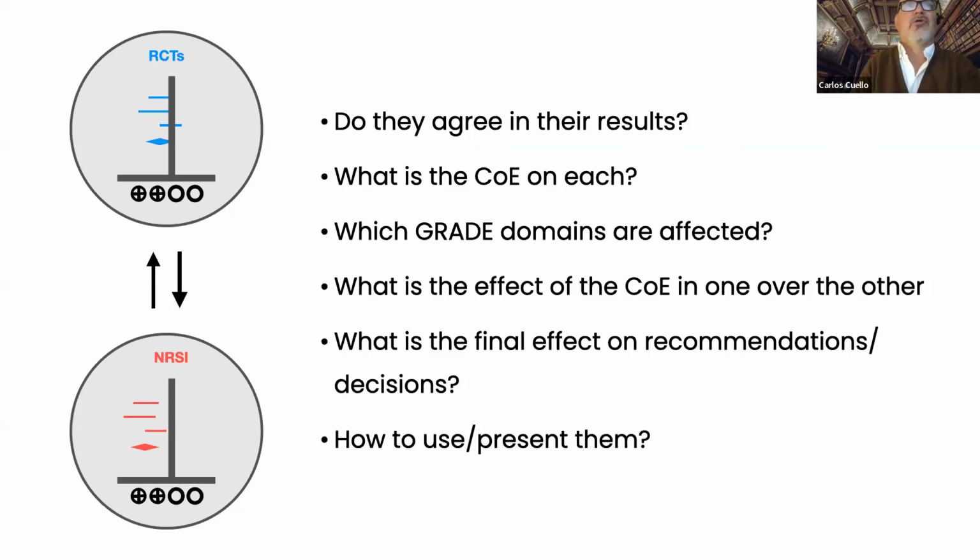Do they agree in the results? Sometimes maybe one says one thing and the other is in the opposite direction. What is the certainty of the evidence on each? What are the domains affected? That is very important. And what is the effect of the certainty of one over the other, since they can interact? And what will be the impact on the recommendations? And finally, if we decide to present both, how to present them in the summary of findings tables or in the evidence profiles.